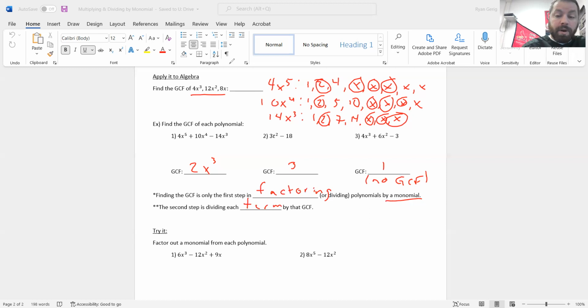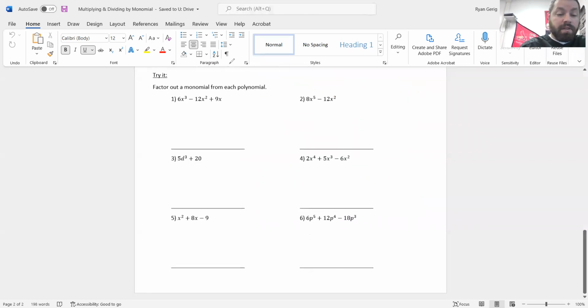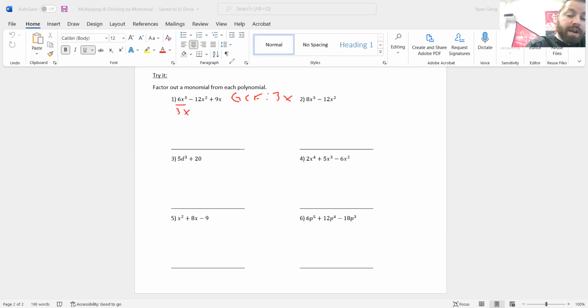Okay, so bottom of the page here, 6 questions. Factor out a monomial from each polynomial. So first thing is find the GCF. I like to write it out. Okay. Now, the GCF on number 1, again, we practiced this, so I'm gonna go a little quicker now, is 3x. All right. Now, the second step is the new part. We're dividing each thing by 3x.